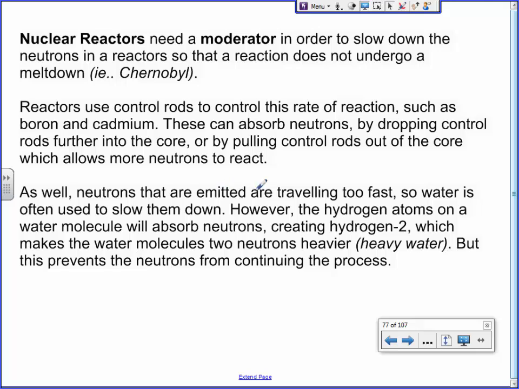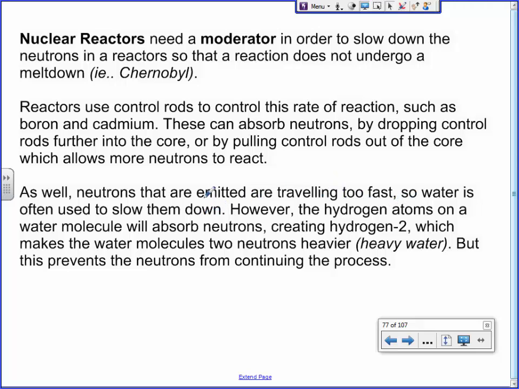Anyways, if the neutrons that are emitted are traveling too fast, another possibility is they use water to slow them down, which is why I just mentioned that I'm pretty sure they were using water from the ocean to try to slow down that nuclear reactor in Japan, and then there were some possible environmental issues with that. Anyways, here's how this works here.